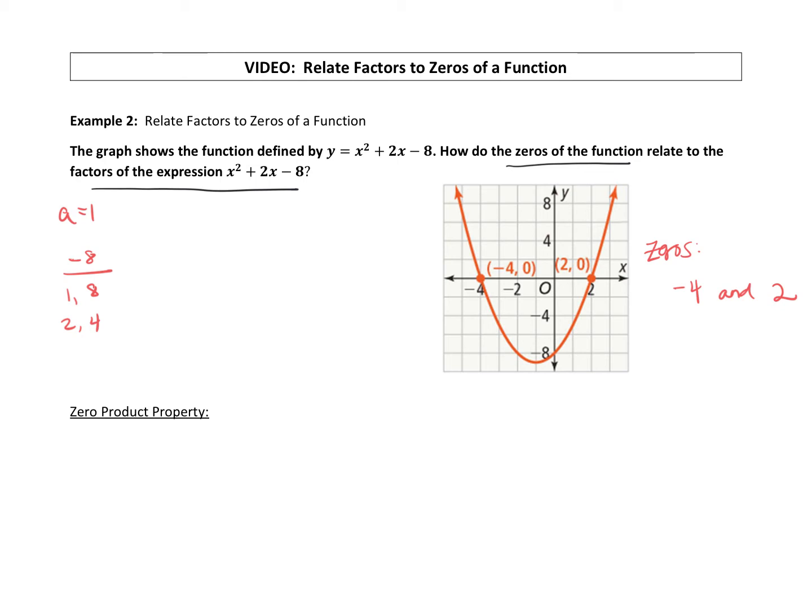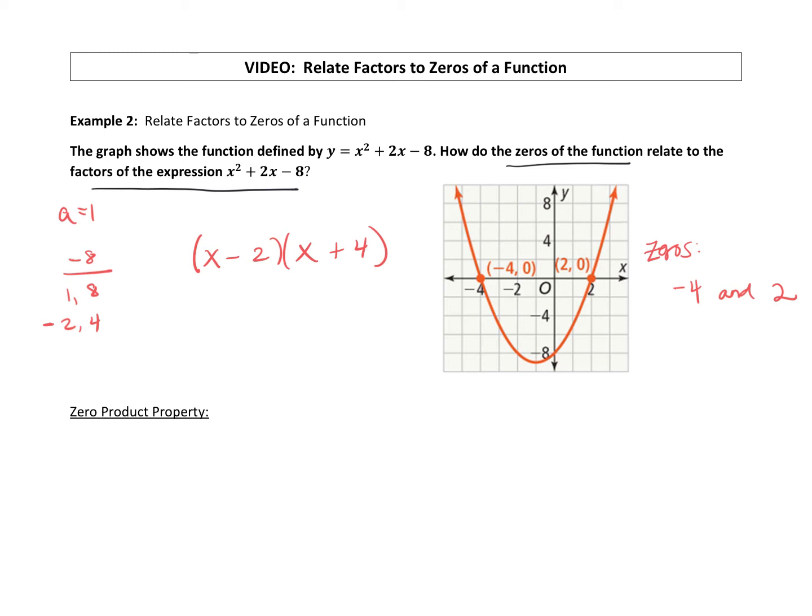So what factor needs to be negative? We add them together and we want to get +2. So we want that -2 and +4. -2 plus 4 is +2, and -2 times 4 is -8. So we can factor this. It's going to be x minus 2 times x plus 4.